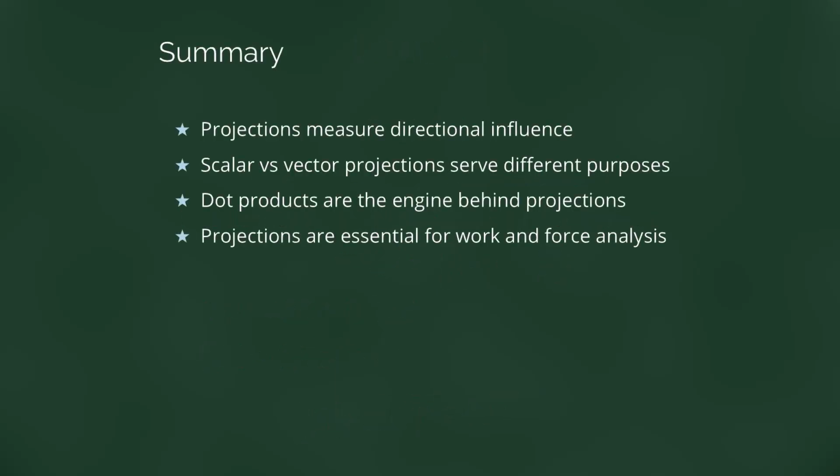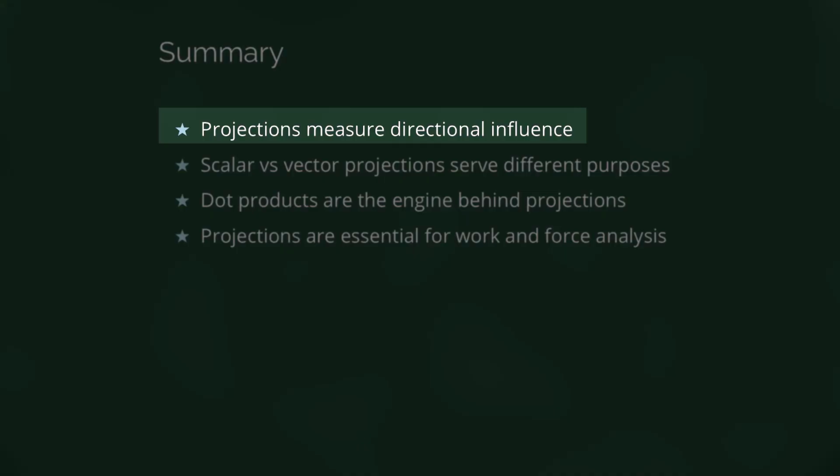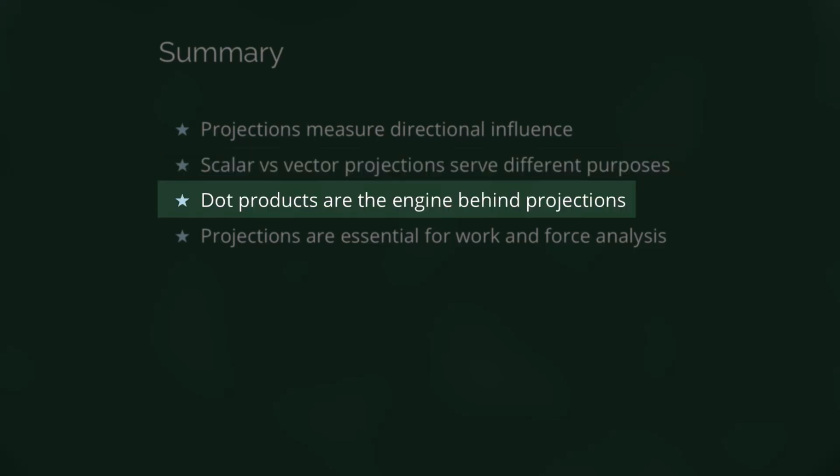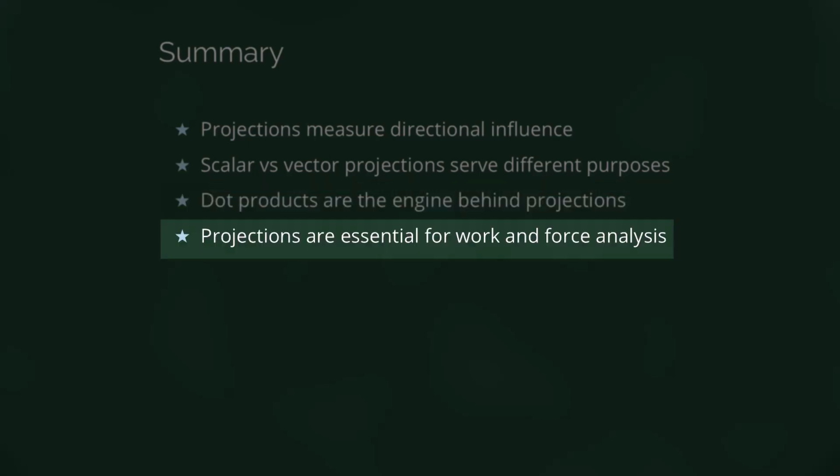All right, wrapping up as usual with a quick summary. We can see that projections are going to allow us to measure the directional influence. We have two kinds. We have a scalar projection, that's just a number. And then we have a vector projection, which is a vector itself, and they're going to serve different purposes. For both of them, when we compute them, we need to use dot products. We also use magnitudes. We saw that in both formulas as well. And we're going to see shortly that projections are essential for computing work and doing force analysis.